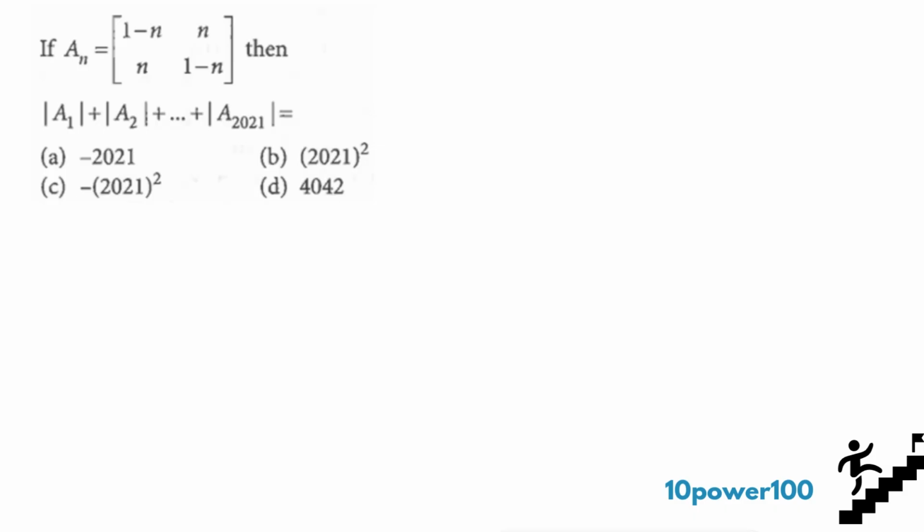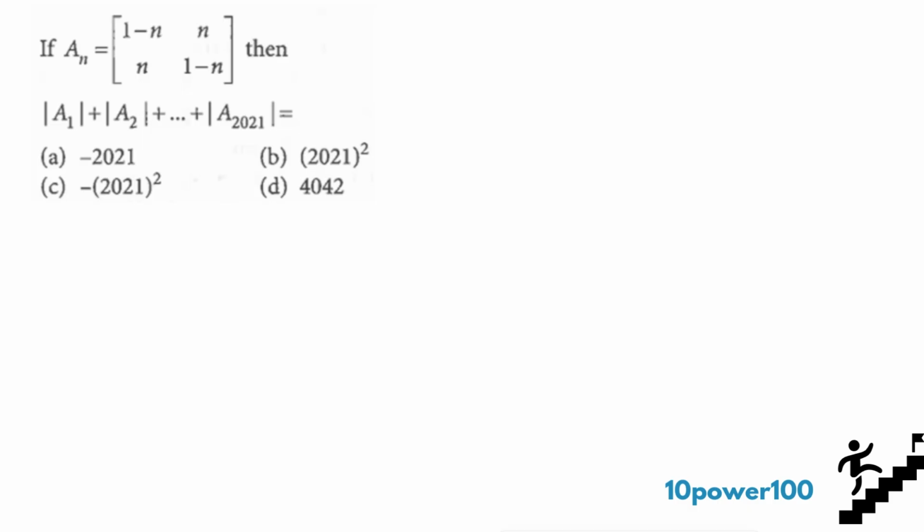Next question, the matrix An is given, 1 minus n, n and 1 minus n. So then determinant of A1, determinant of A2, up to determinant of A2021 we have to find out. Okay, so let's see how to solve this.